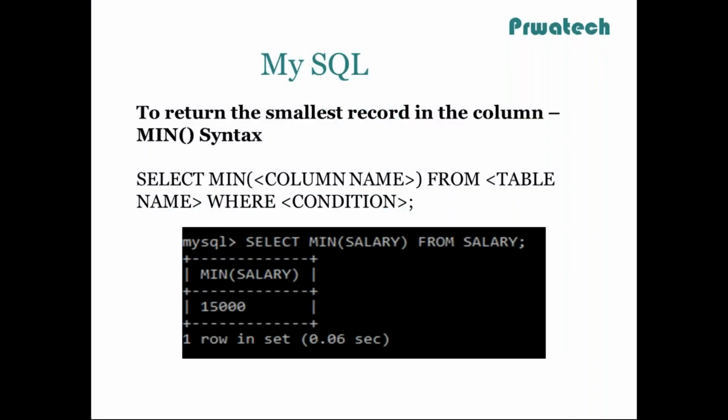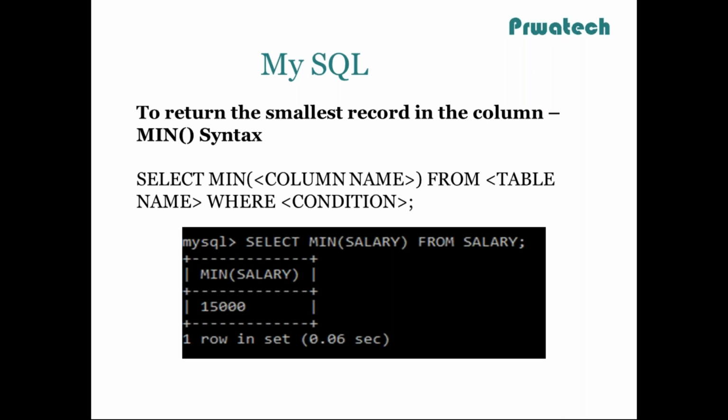So we begin with the minimum syntax. As the name suggests, the min function returns the smallest record in the column. So the syntax is select min within brackets, put the column name from the table name, and then put the where condition if any condition is needed. Then put the semicolon and hit the enter button.